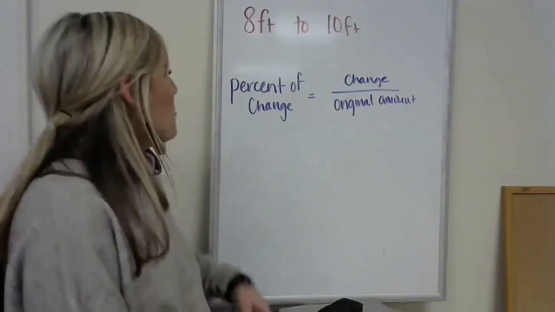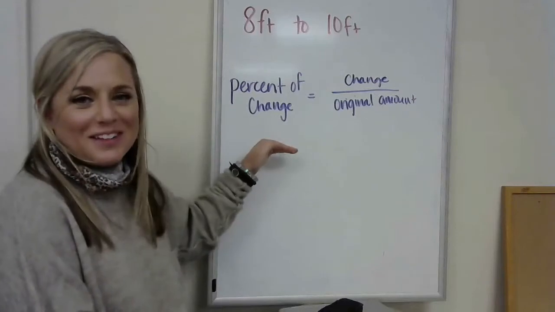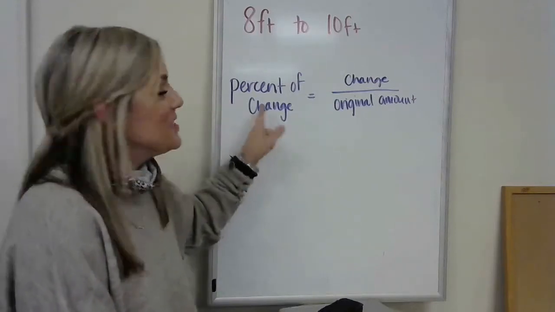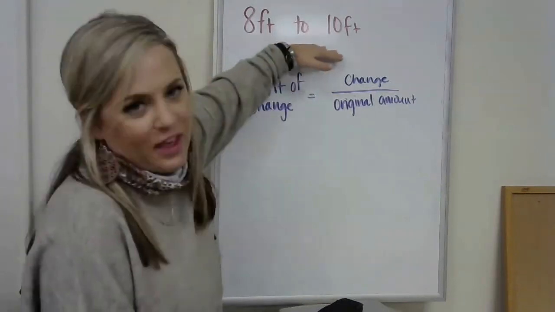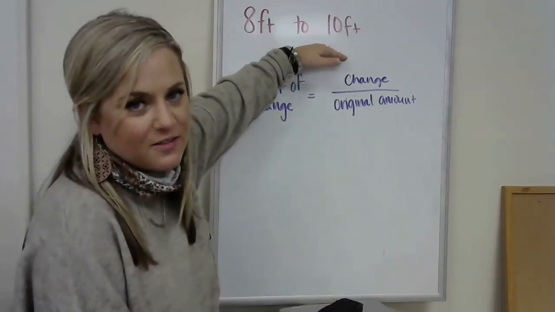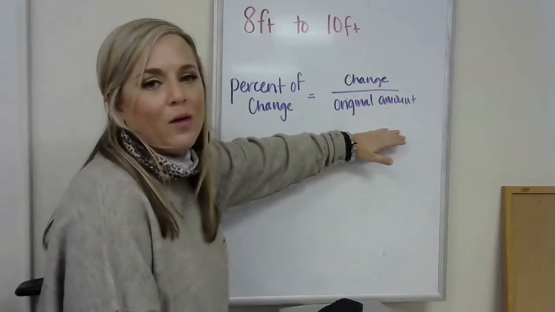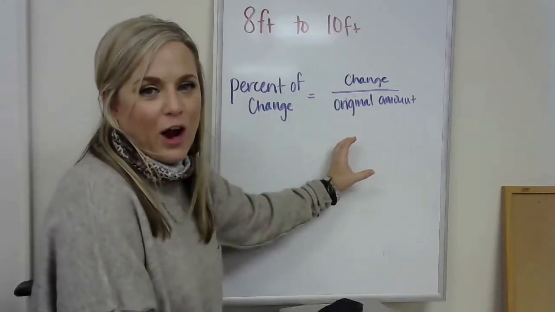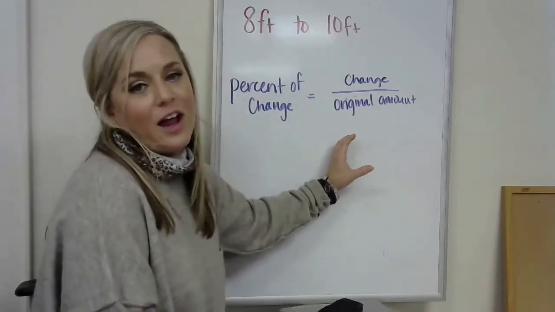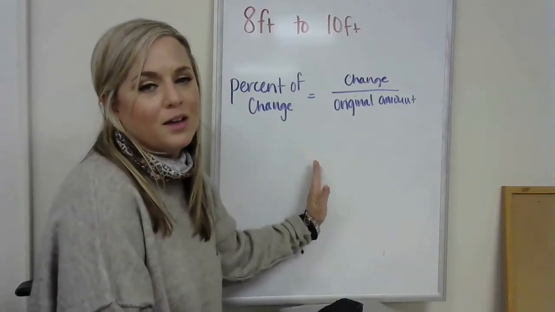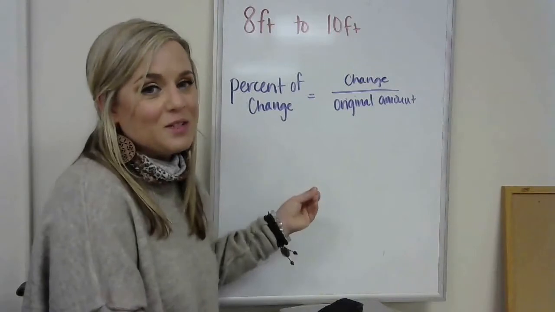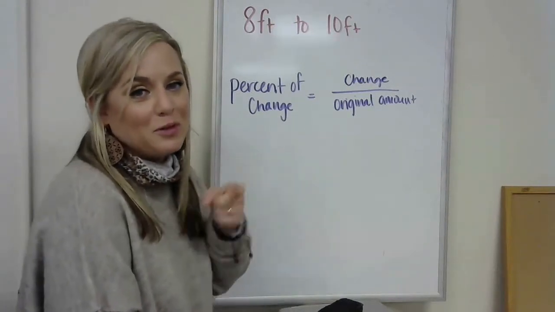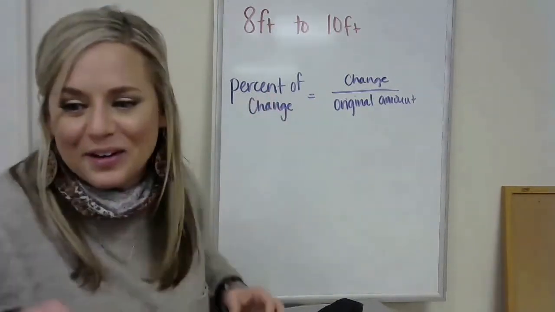Hi guys, we are going to use this formula today to help us with percent of change. We're going to find the change in whatever they give us. In this case, it's 8 feet to 10 feet. We put it over the original amount. Then that becomes a fraction. Then we TIBO that fraction. We use the top number in the division box, the bottom number goes out, and we turn it to a decimal, and then we turn that decimal to a percentage. A lot going on here.